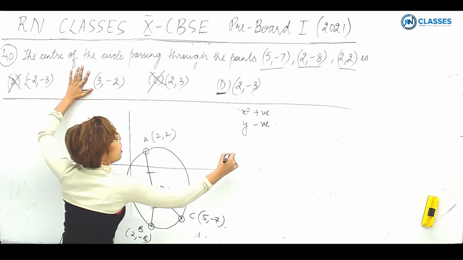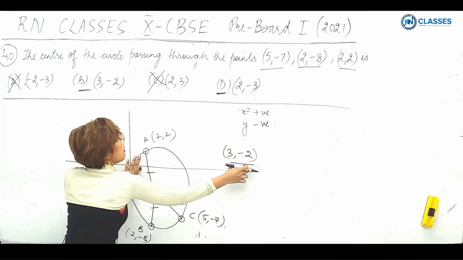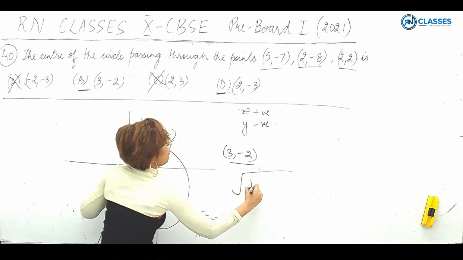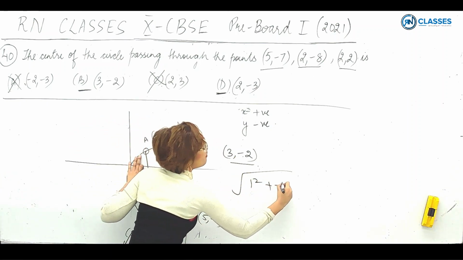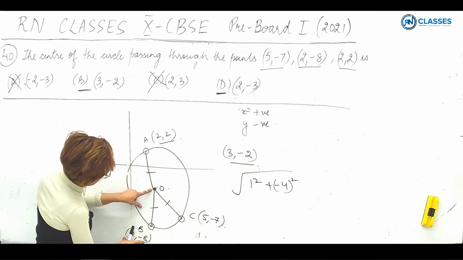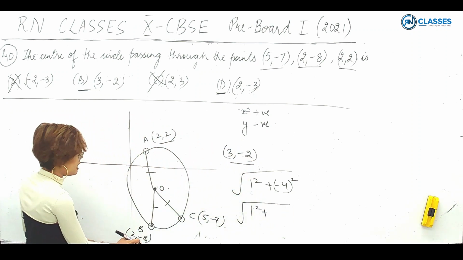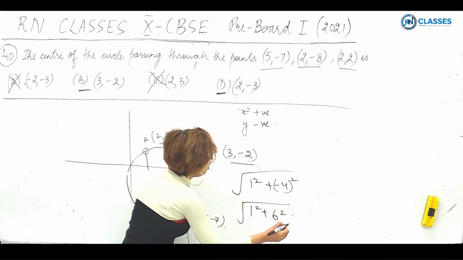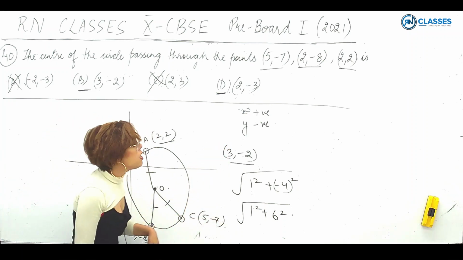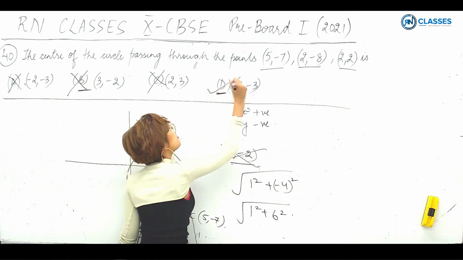So I'll take 3, -2 here. If this is the center, let me find out the distance between this point and this point. Okay? Distance is the square root of this minus this whole square, so 1 square plus this minus this whole square, so minus 4 whole square. Done. Let me find if this is the center. So distance of this and this. Okay? 3 minus 2, that is 1 square, plus -2 minus -8, that is 6 square. Now clearly the distance between this and the distance between this, they are not equal, right? So that means this cannot be the center. Now this one is rejected. That means option D has to be the correct one.